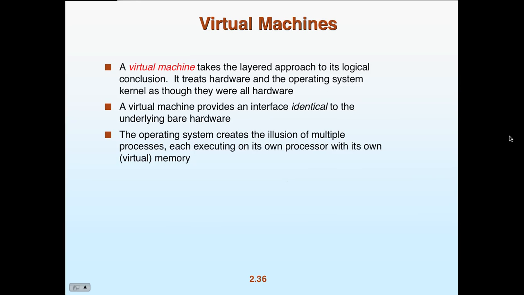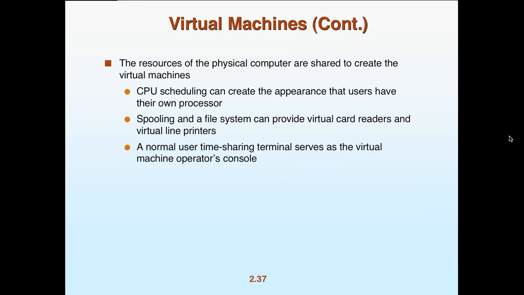So the operating system creates an illusion of multiple processes, each executing its own program in its own virtual machine environment. The resources of the physical computer are shared to create the virtual machine. CPU scheduling can create the appearance that the users have their own processor machine. Spooling and file systems can provide virtual card readers, line printers, and all sorts of different abstractions. And the normal user time sharing terminal serves as the virtual machine operator console as well.